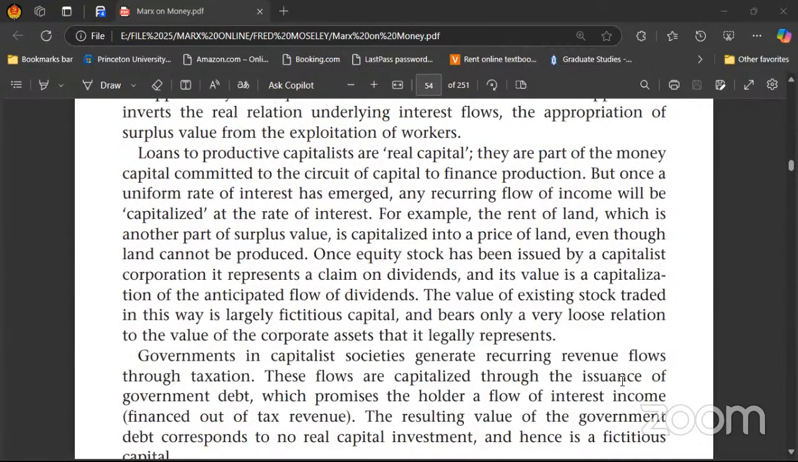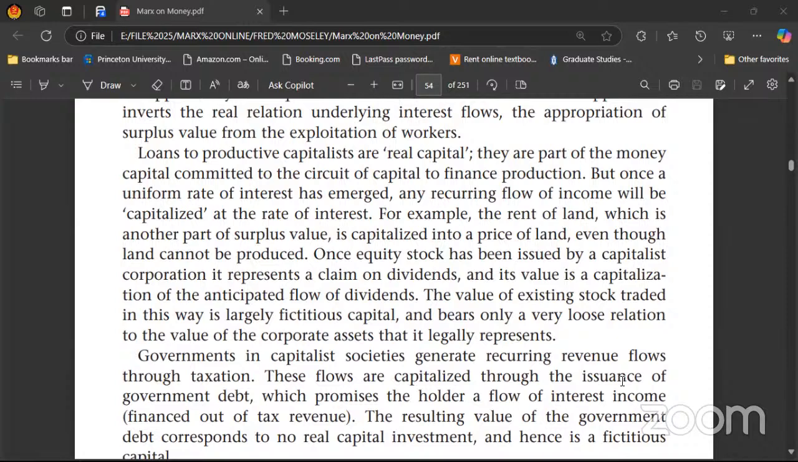Loans to productive capitalists are real capital. They're part of the money capital committed to the circuit of capital to finance production. But once a uniform rate of interest has emerged, any recurring flow of income will be capitalized at that rate of interest. For example, the rent of land, which is another part of surplus value, is capitalized into a price of land, even though land cannot be produced.